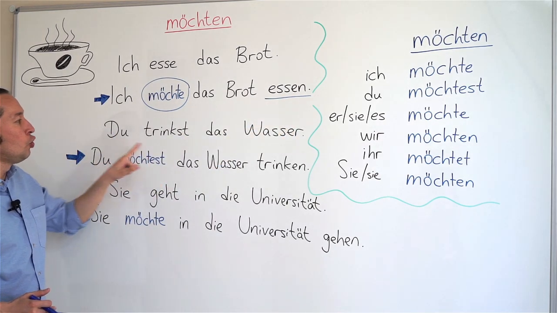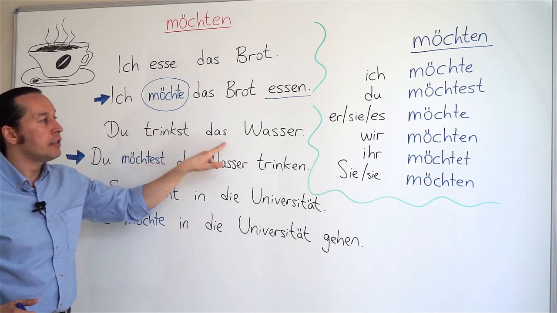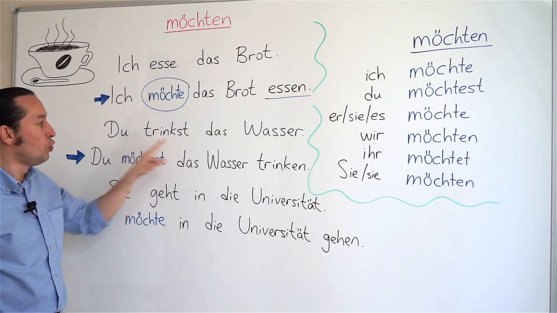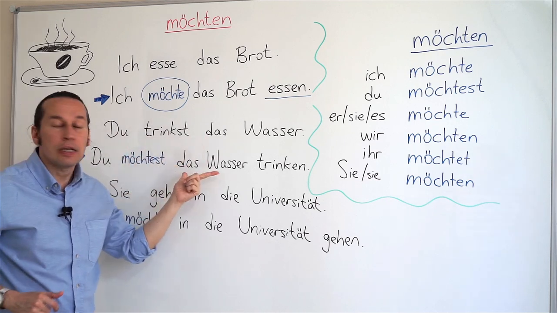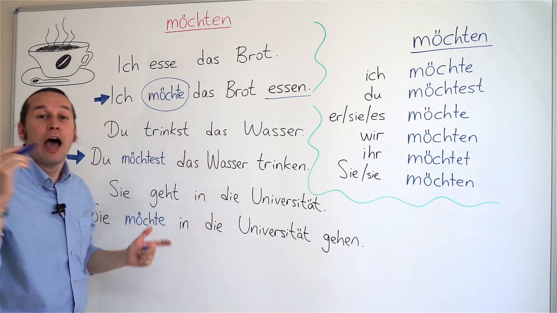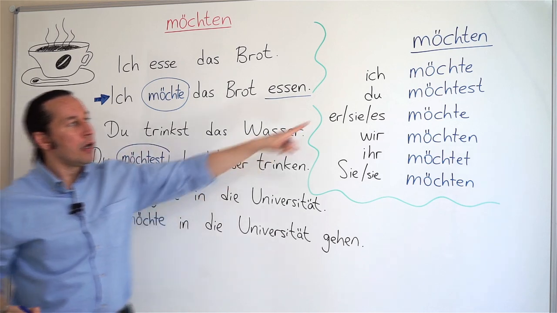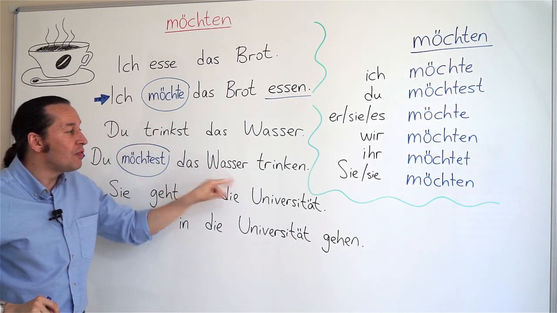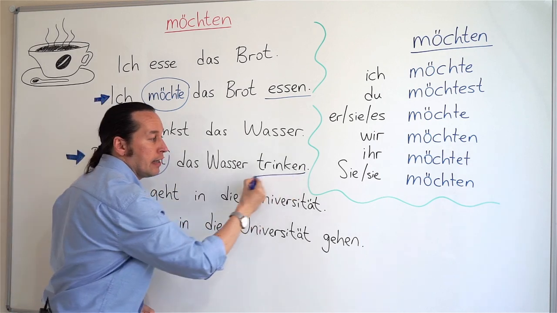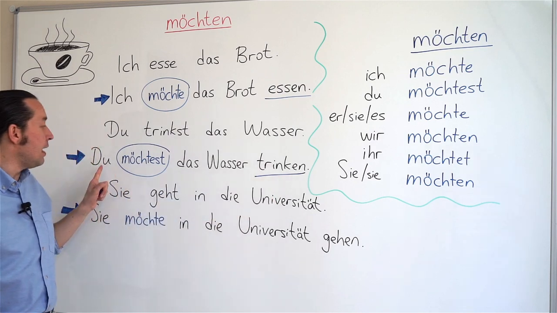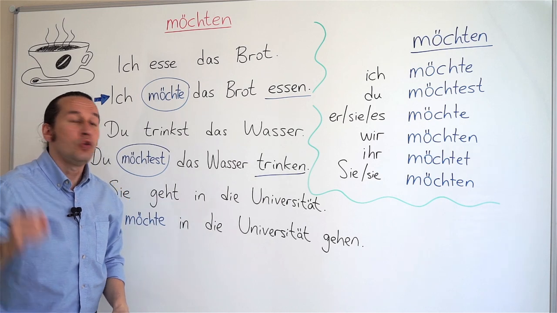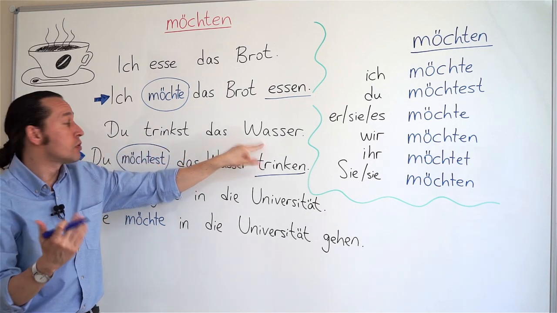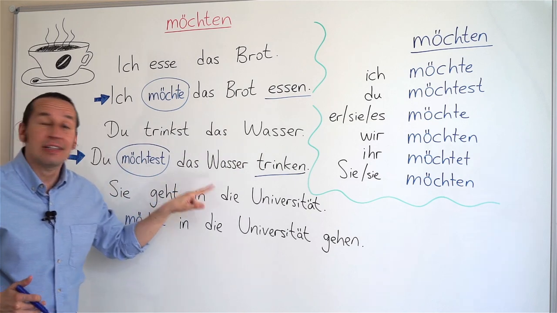In the next example we have, du trinkst das Wasser. You drink the water. The conjugation here, trinken, is as du trinkst, right? So if I want to put this with a möchten verb, what do I do? I conjugate möchten as du möchtest, and put it here in the second position. Du möchtest das Wasser, and the infinitive of this is what? Trinken, right? So at the end will be trinken. So I'll say du möchtest das Wasser trinken. You want to drink the water. So instead of saying du trinkst das Wasser, I will put möchten and I'll say du möchtest das Wasser trinken.